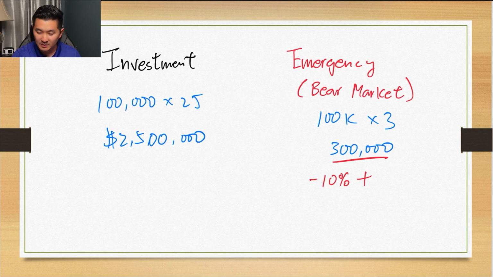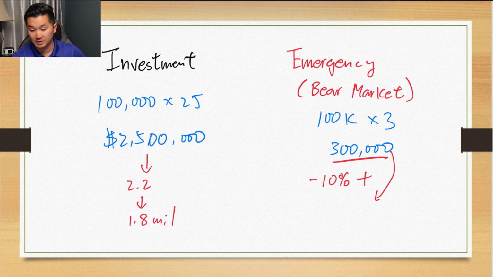And let me give you an example. Let's say that the $2.5 million I have invested starts to decrease to $2.2 million, $2 million, or even $1.8 million, which would be a pretty big drop due to a bear market or an economic slowdown. Then I'm going to stop withdrawing from my investment account, and instead I'm going to start using the cash that I have set aside, the $300,000.